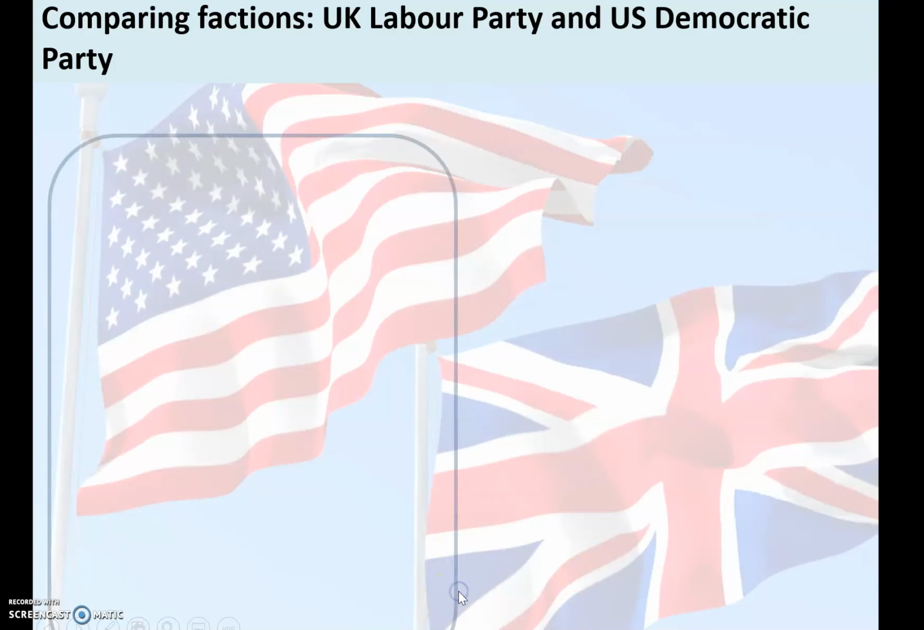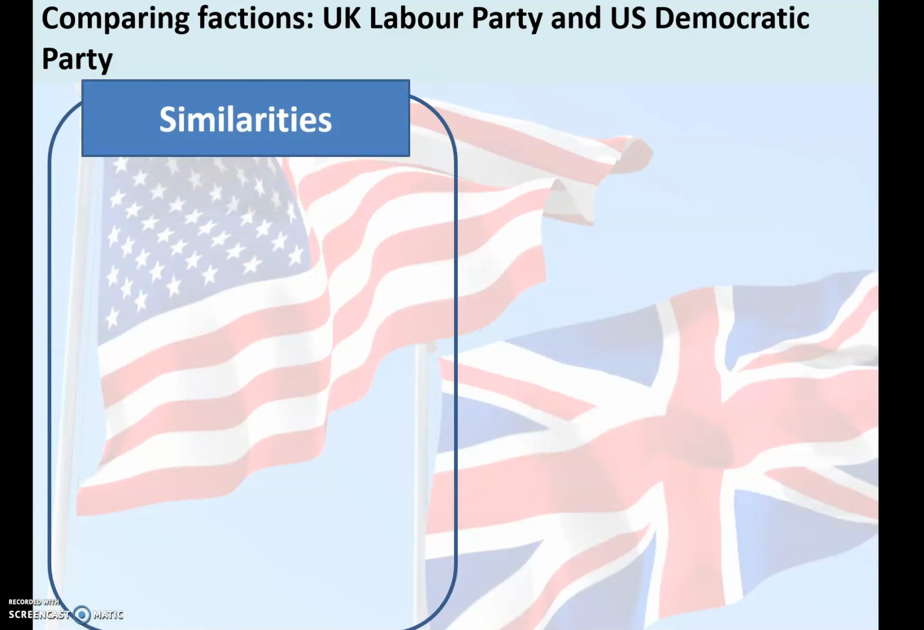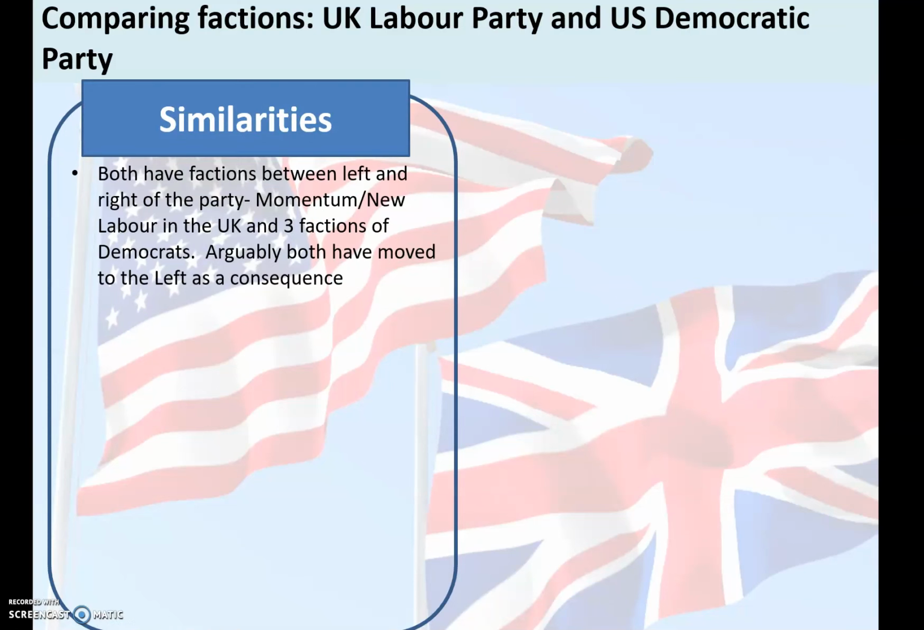So let's have some thoughts on this. Let's look at some of the similarities in the factions. Well, an obvious one is that they both have factions. The UK Labour Party has factions and the US Democrat Party has factions. And the factions tend to be between the left and the right of the party.